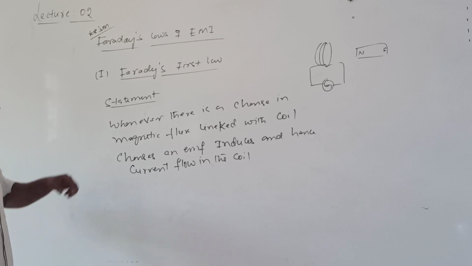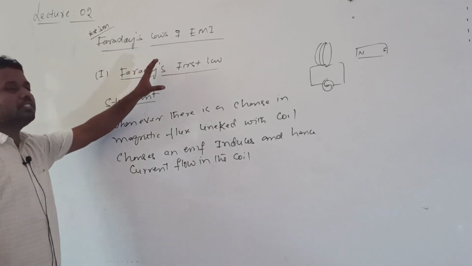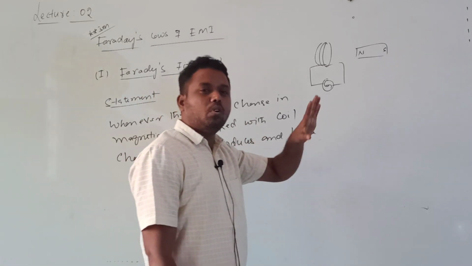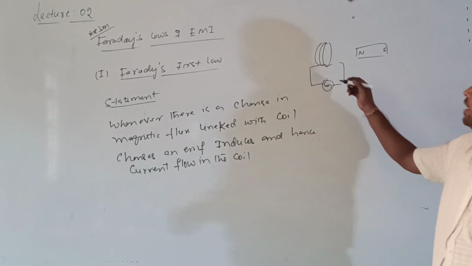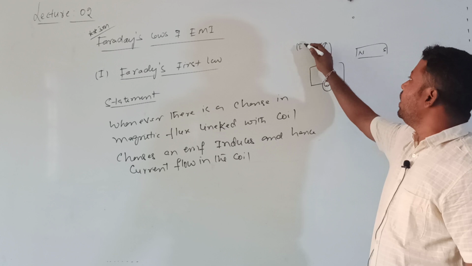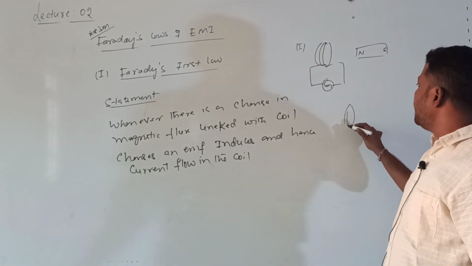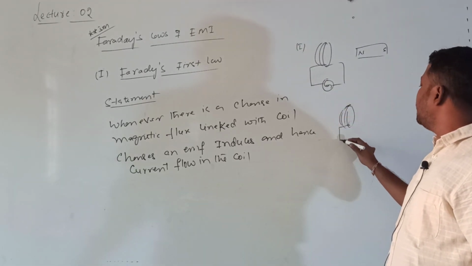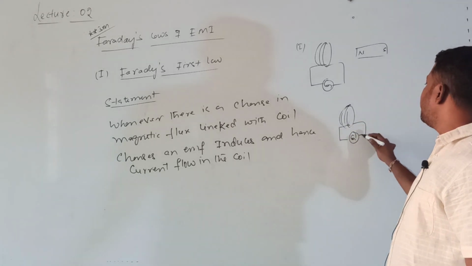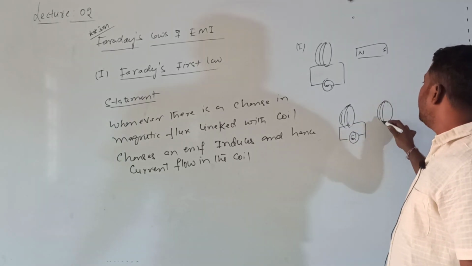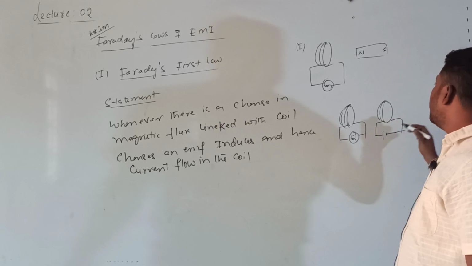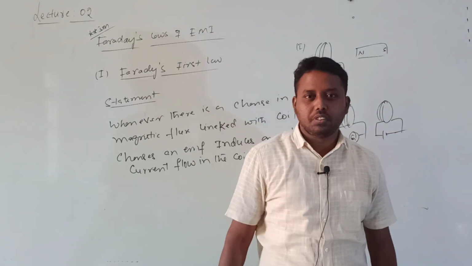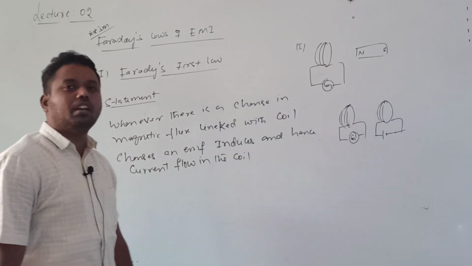Understood? So most probably they will ask you only the statement. They won't ask for an explanation, but you can explain by taking any one experiment. This is the coil and magnet experiment. You can even explain this law based on the coil and coil experiment, or on one more coil and coil experiment with a plug key. Your wish. First statement, understood?